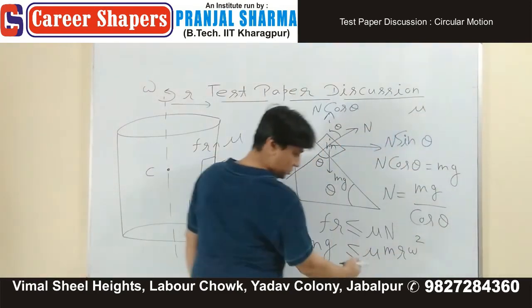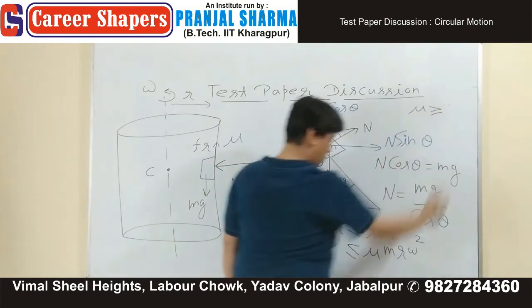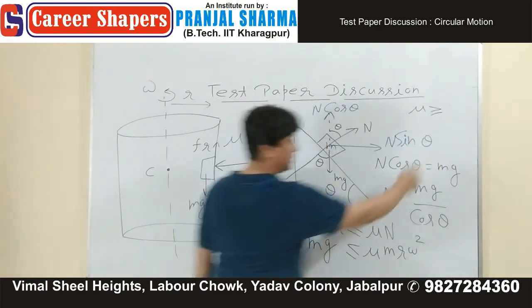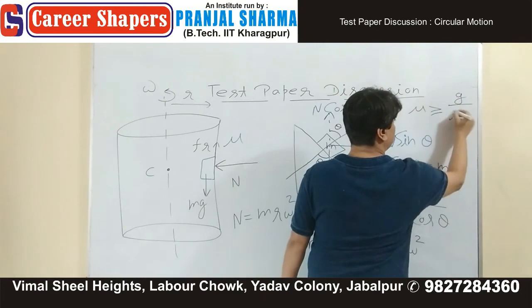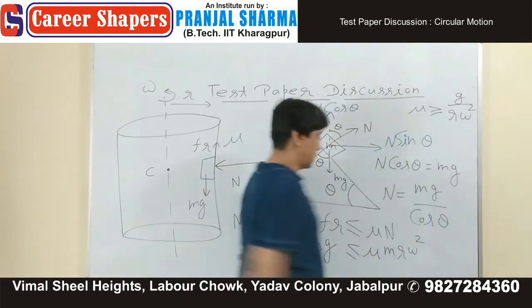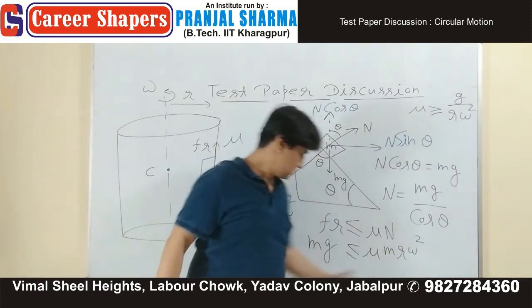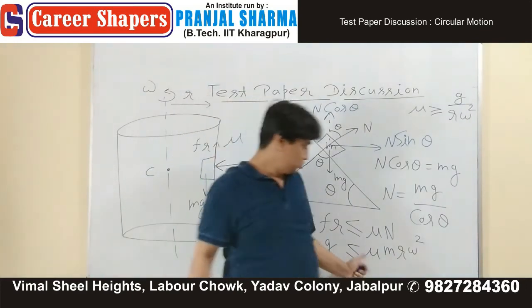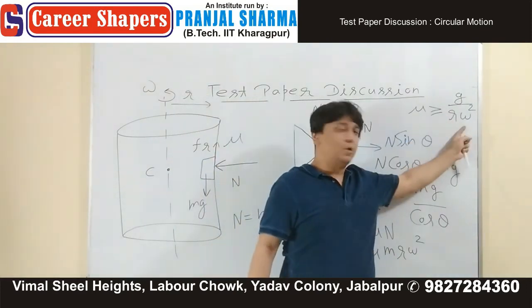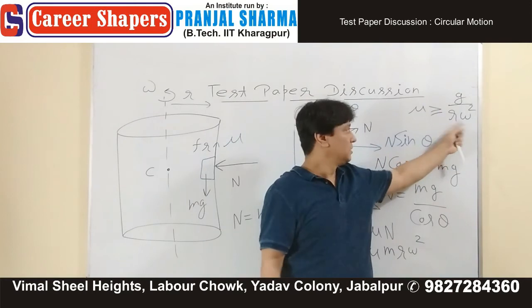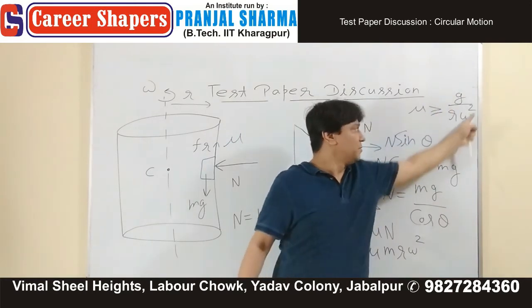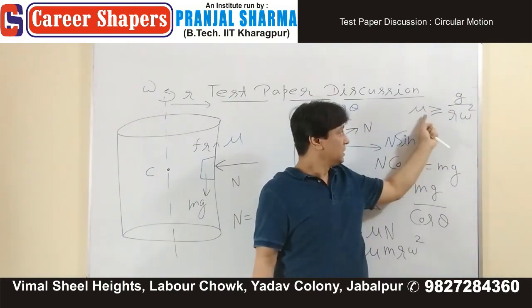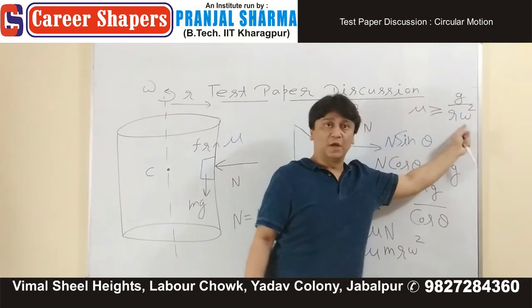mu should be greater than or equal to m cancel g upon r omega square. Mu should be greater than or equal to g upon r omega square, which means what? This is the minimum value of mu. Mu इससे ज्यादा होना चाहिए.